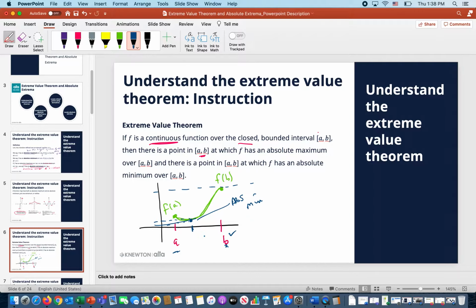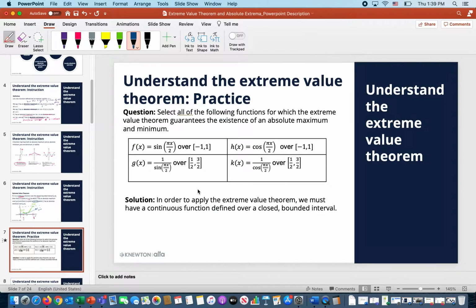So again, our extreme value theorem says, this is the second one. We talked about the intermediate value theorem. This is the second important theorem here. The extreme value theorem says that there is a point inside this interval, including the endpoints, where the y value is bigger than all others and where it's smaller than all others.